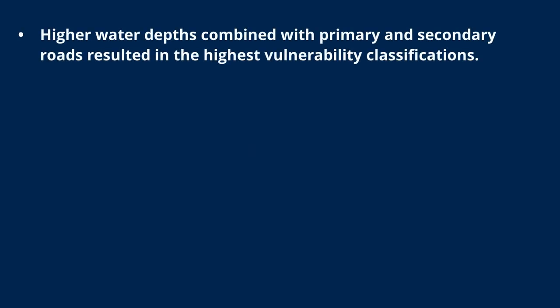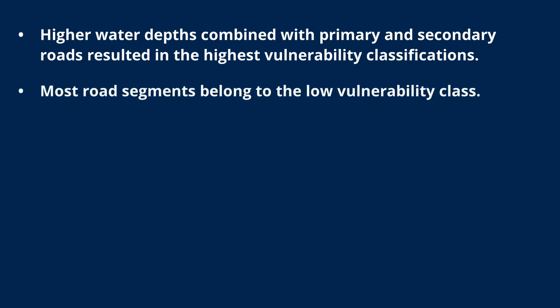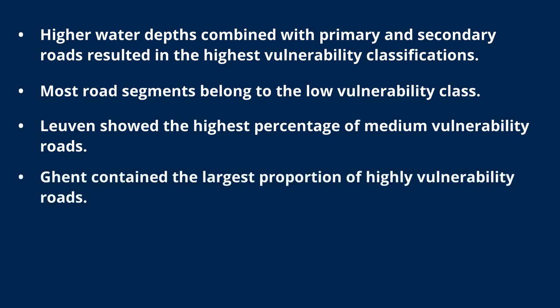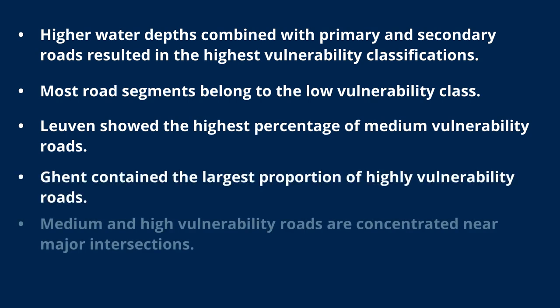Based on these results, we can now draw several conclusions. Higher water depths combined with primary and secondary roads resulted in the highest vulnerability classifications, while most road segments overall still belong to the low vulnerability class. We also noticed that Leuven showed the highest percentage of medium vulnerability roads, whereas Ghent contained the largest proportion of highly vulnerable roads. In addition, medium and high vulnerability roads were mainly concentrated near major intersections, which further increases their importance within the road network.